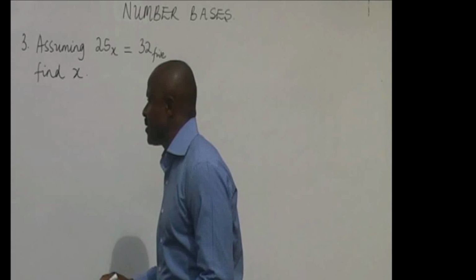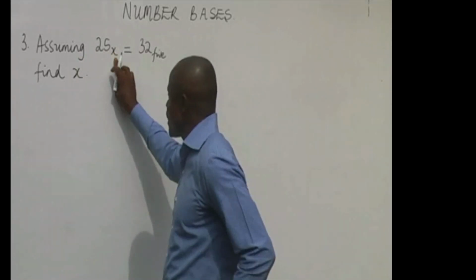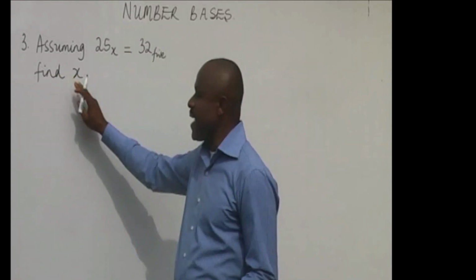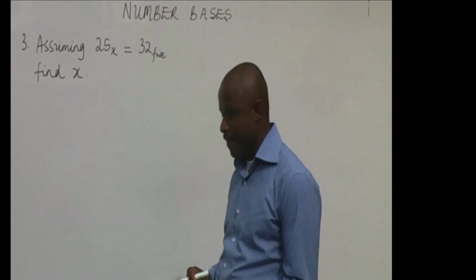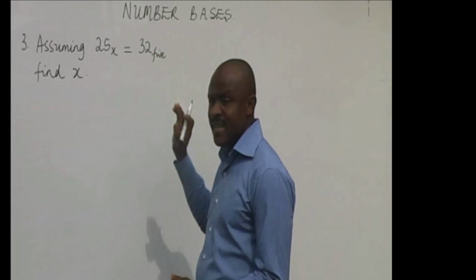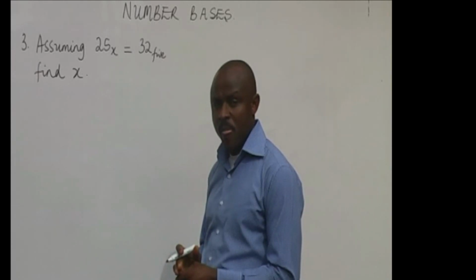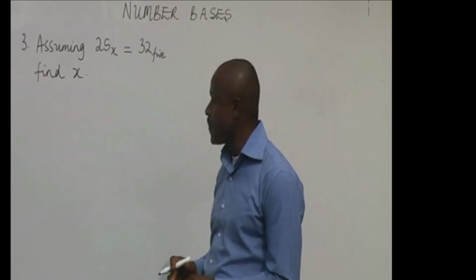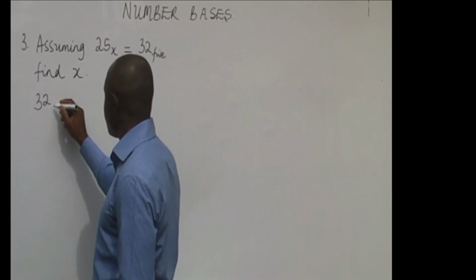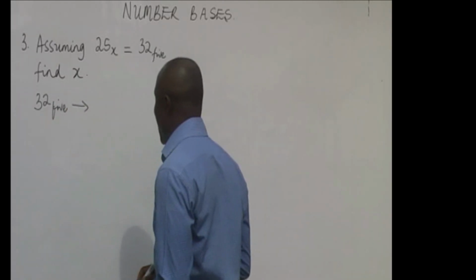Question number 3 says, assuming 25 base x is equal to 32 base 5, find x. If you have this kind of question, what to do is, the number whose base is given, convert it to base 10. So let's convert 32 base 5 to base 10 by expanding and adding.